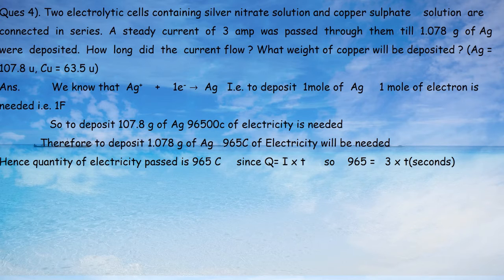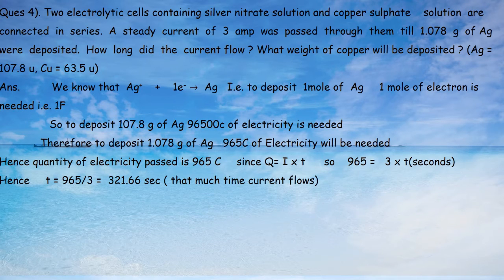Since the quantity of electricity passed is equal to I into T, we can write 965 is equal to 3 into T. So T, that is time in seconds, comes out to be 321.66. So that much amount of time the current flows.